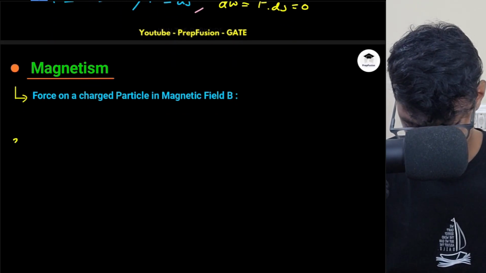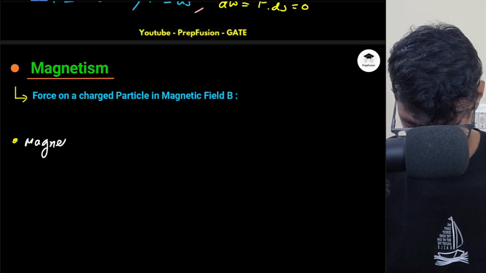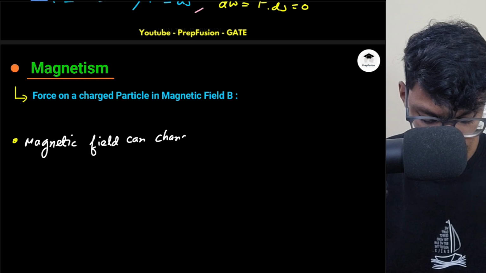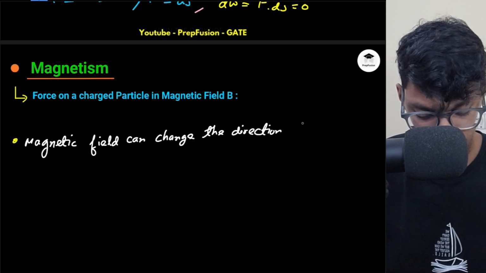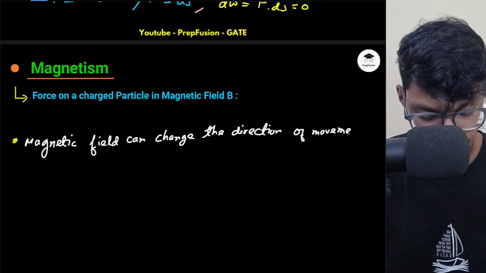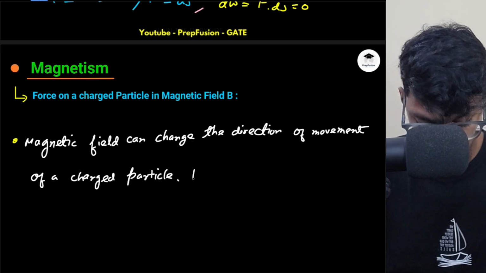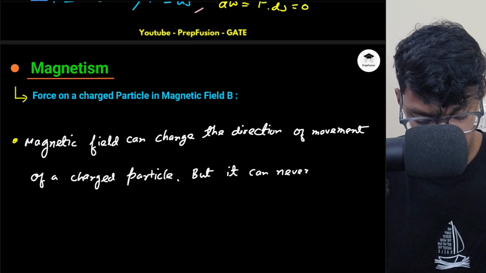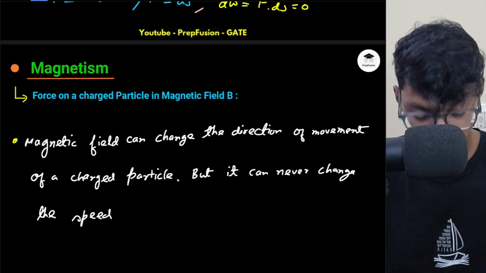One key point about the magnetic field, this is the key characteristic, and please do listen to me carefully: the magnetic field can change the direction of movement of a charged particle, but it can never change the speed. Please do take care of the words that I am saying.